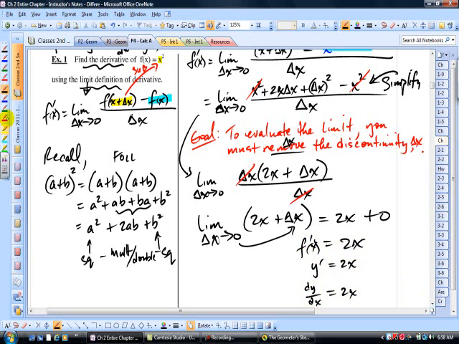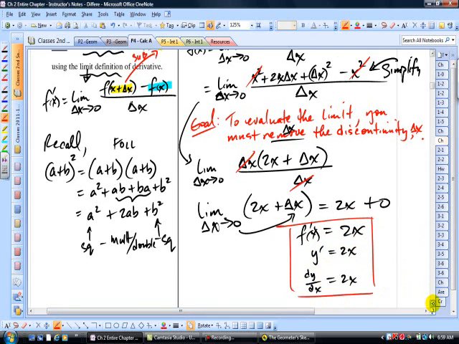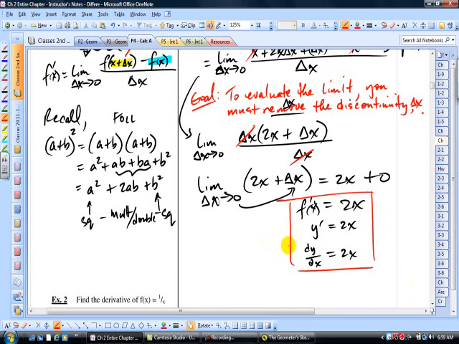This is your goal. This is the derivative. Later on I'll talk about what the derivative is used for, but right now you just have to learn how to calculate it using what's called the limit definition. So f prime of x is 2x, y prime is 2x, dy dx is 2x. These are all notations for what's called the derivative of the function y.